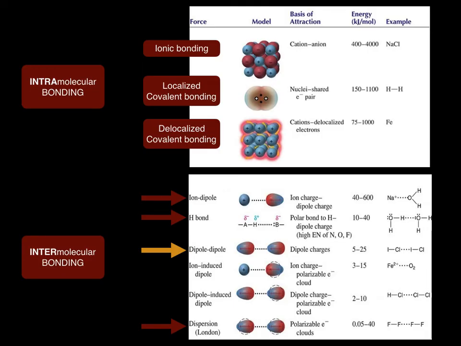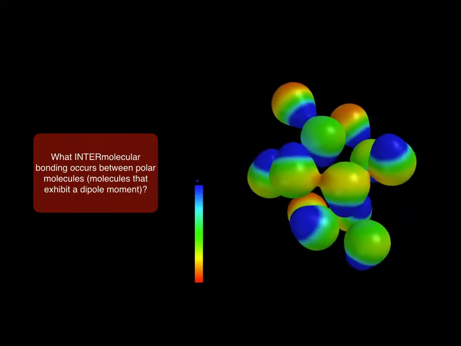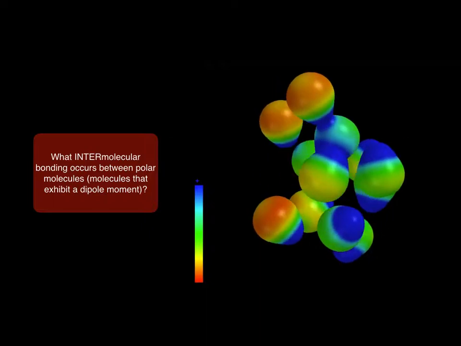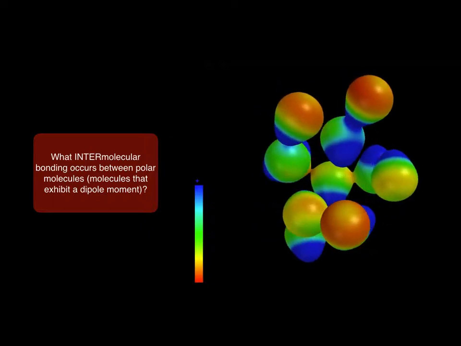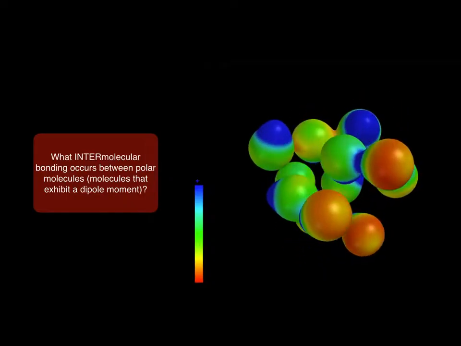The next interaction provided is called a dipole-dipole interaction, occurring between two polar molecules. That is, between the opposite electrically charged ends of the polar molecules. Here we can envision any polar molecule having this type of attraction. As long as the molecule exhibits a dipole moment, the substance will have this interaction.